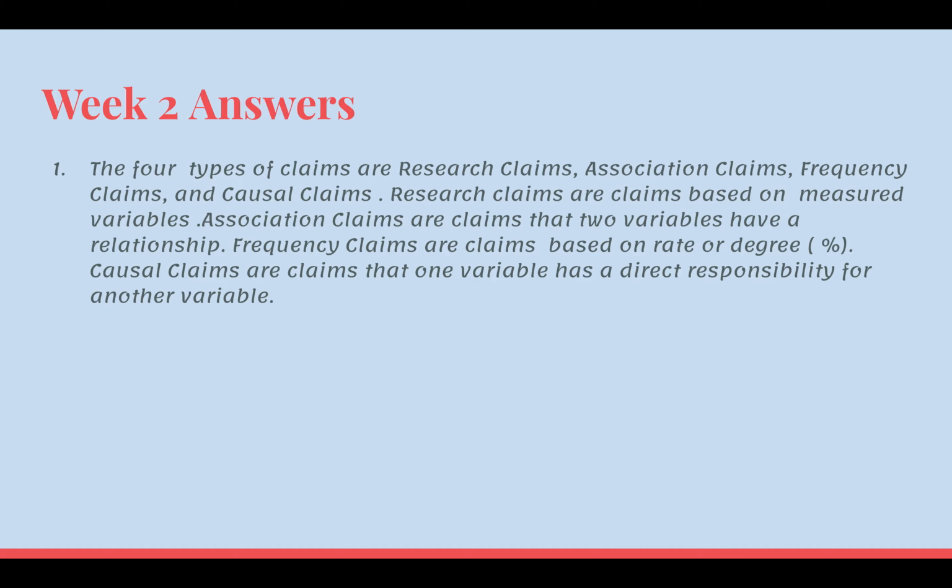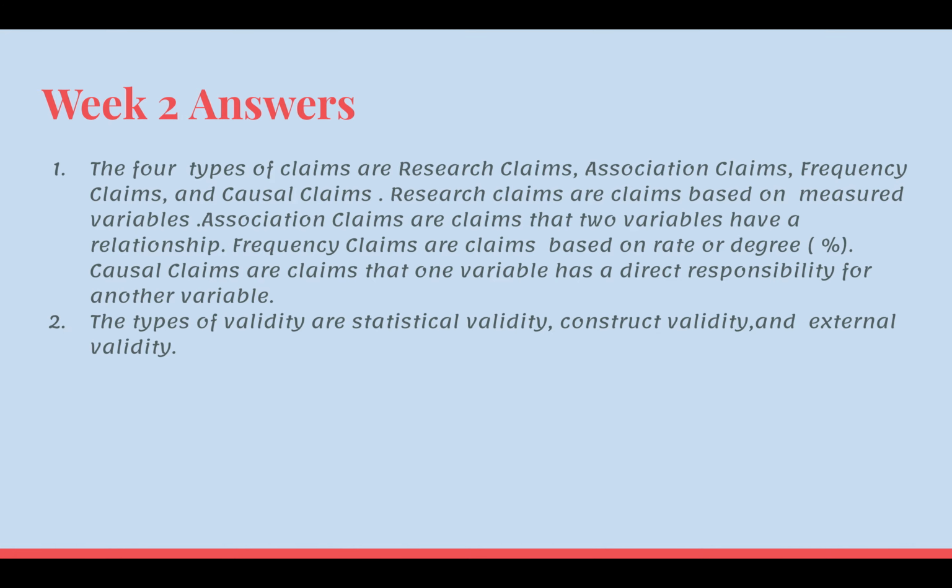frequency claims, and causal claims. Research claims are claims based on measured variables. Association claims are claims that 2 variables have a relationship. Frequency claims are claims based on rate or degree. Causal claims are claims that one variable has a direct responsibility for another variable. The types of validity are statistical validity, construct validity, and external validity.